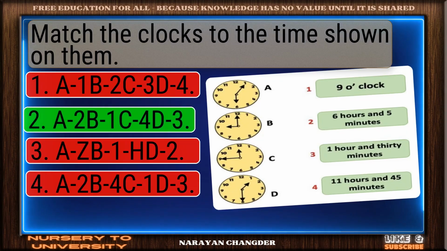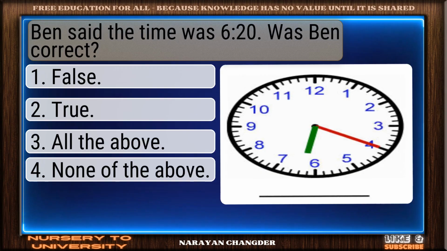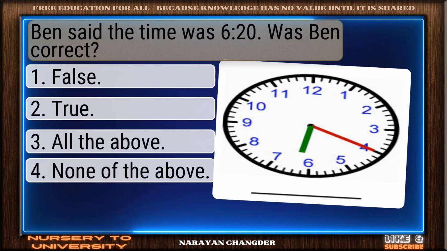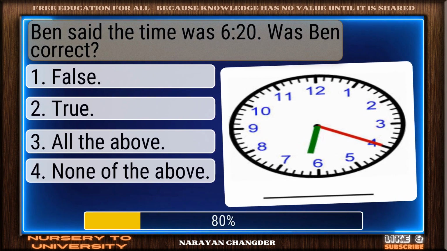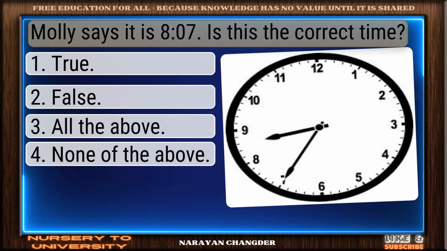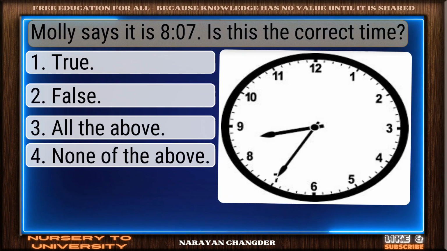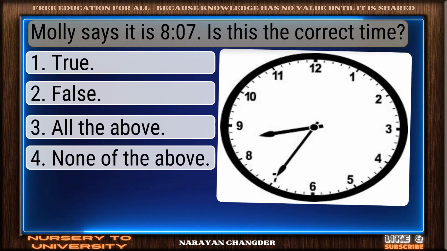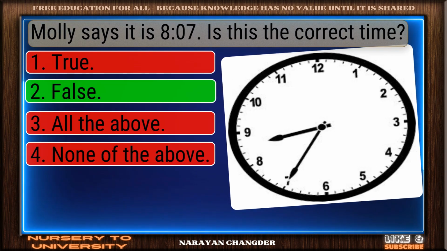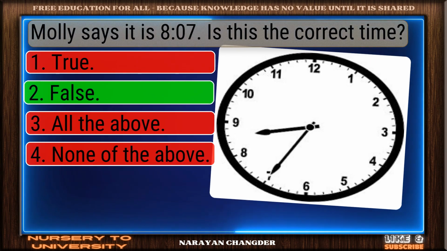True or false? Ben said the time was 6:20. Was Ben correct? Nicely done. True is a solid answer. Molly says it is 8:07. Is this the correct time? Excellent. False is a brilliant choice.